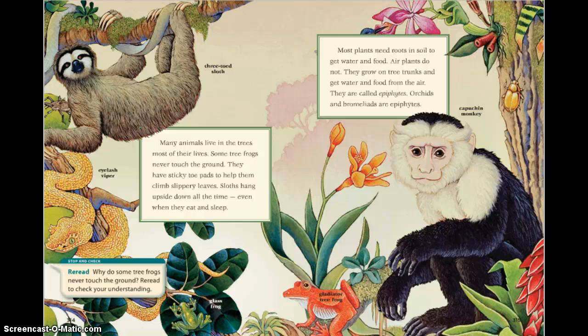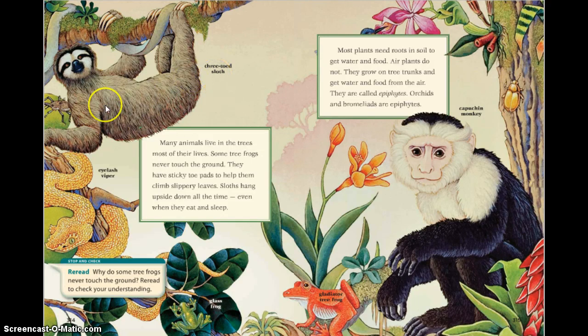Most plants need roots in soil to get water and food. Air plants do not. They grow on tree trunks and get water and food from the air. They are called epiphytes. Orchids and bromeliads are epiphytes. Reread. Why do some tree frogs never touch the ground? Reread to check your understanding.